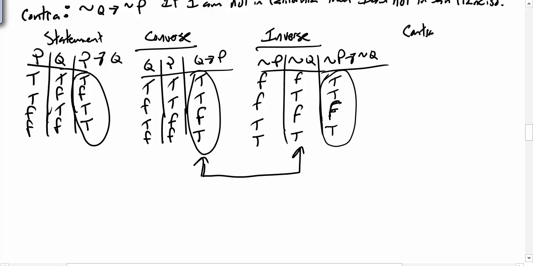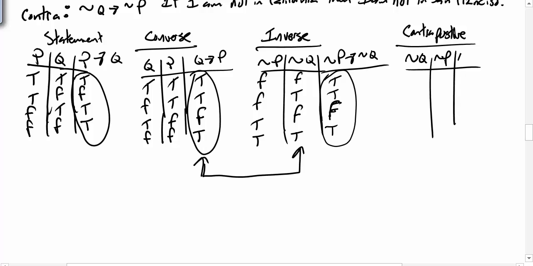Okay, let's do contrapositive. All right, contrapositive is not Q to not P. All right, so not Q is false, true, false, true. Not P is false, false, true, true.